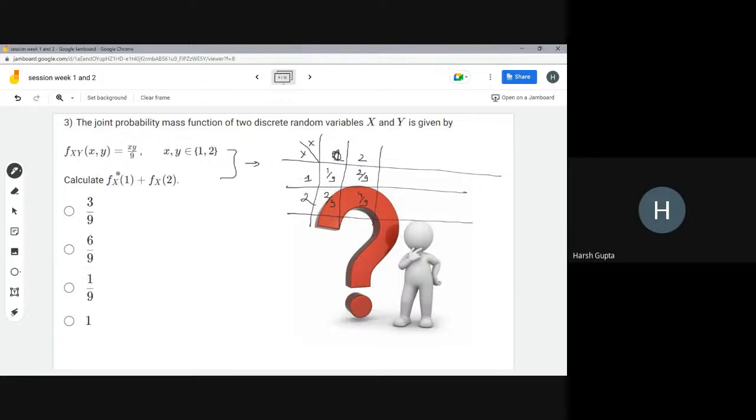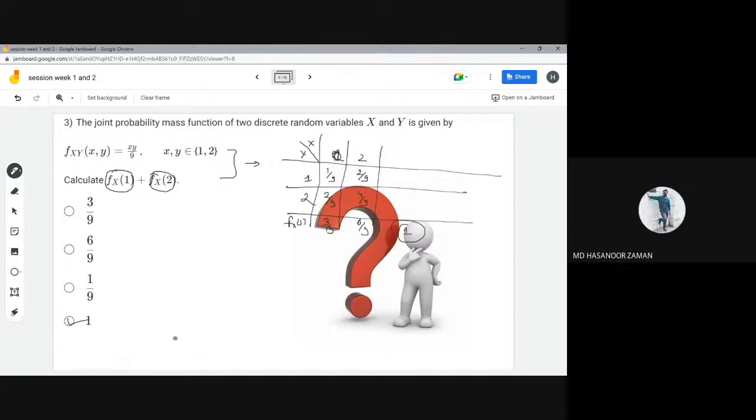Now find the probability that f of x1 plus f of x2 equals 1. It will be 1, the fourth option. So f of x1 is 3 by 9, and without calculating also we can write it. f of x2 is 6 by 9. And this will sum up to 1.